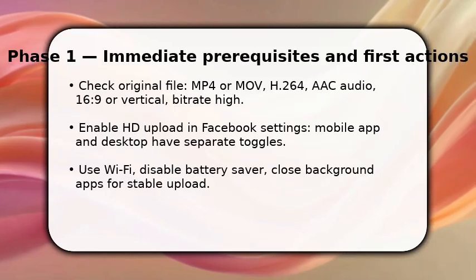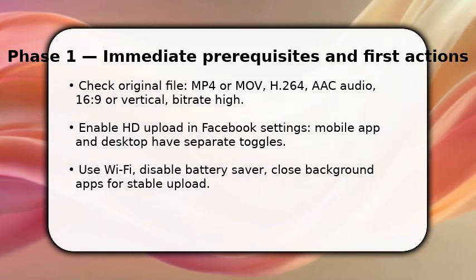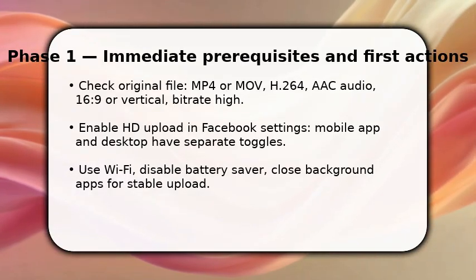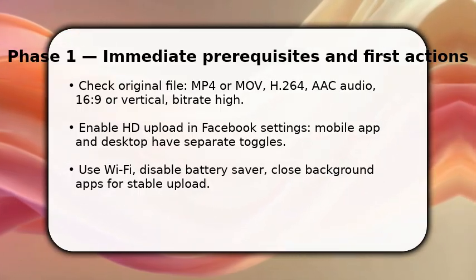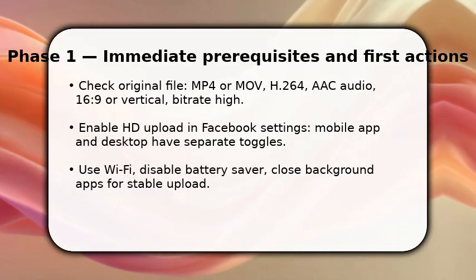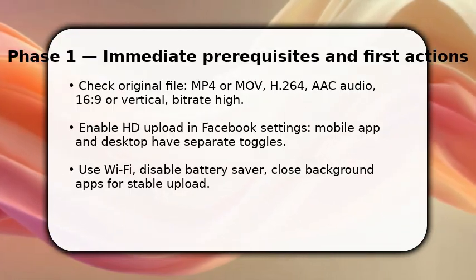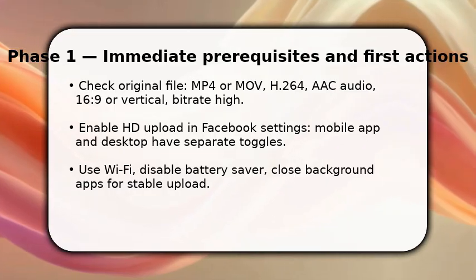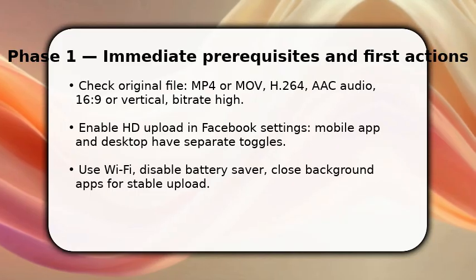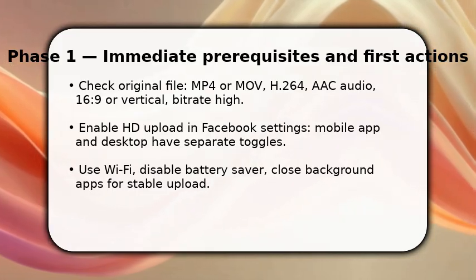You begin by confirming the source file meets Facebook's HD needs. MP4 or MOV, H.264 video, AAC audio, high bitrate. That ensures quality retention. Once done, open Facebook, go to Settings, and make sure HD uploads are enabled for both video and photo. On mobile, check upload quality under Media and Contacts.